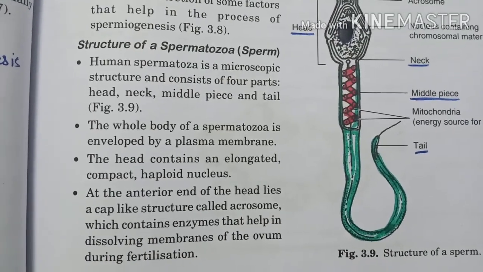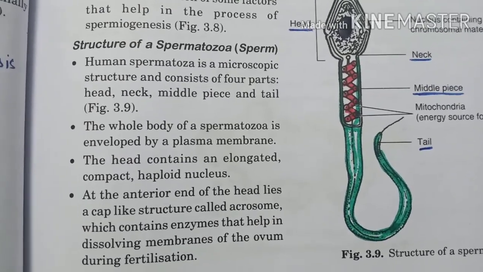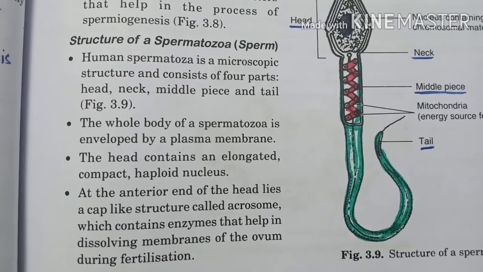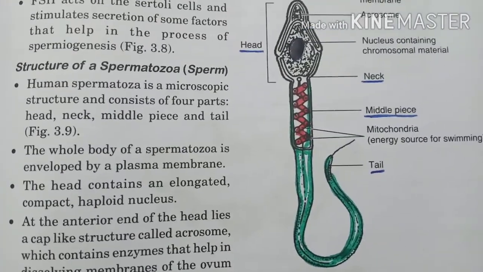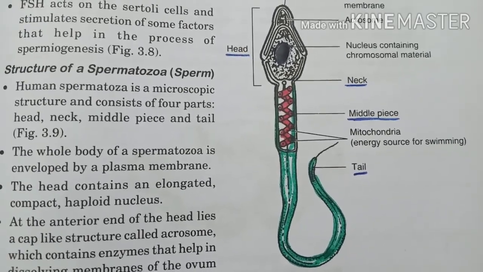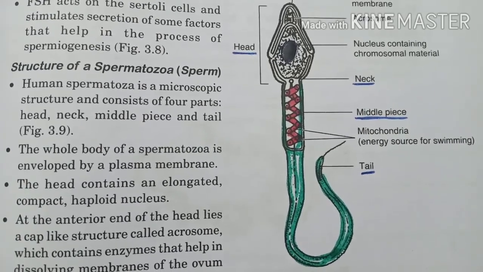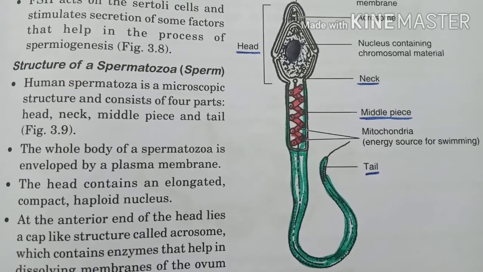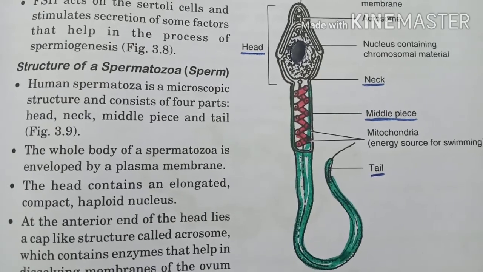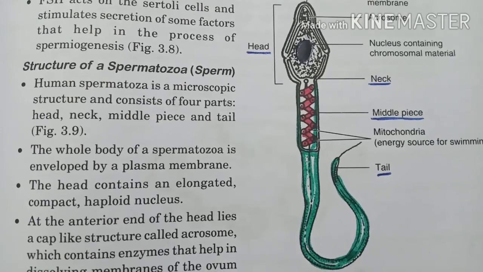Now the next topic is structure of spermatozoa. See the first point: the human spermatozoon is a microscopic structure and consists of 4 parts: head, neck, middle piece and tail. See the diagram. The blue color marks the 4 parts. The first is the head, second is the neck, third is the middle piece and last is the tail. This is the microscopic structure of sperm.